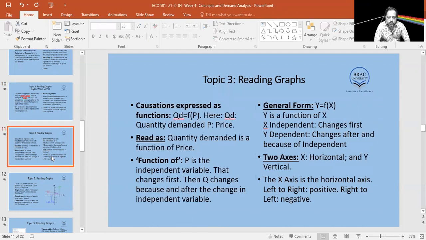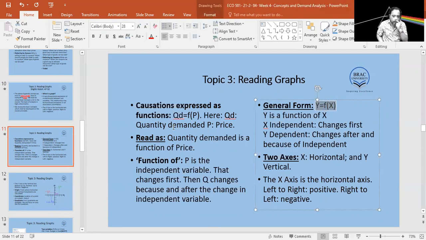Now, causations are expressed as functions. This is nothing but y is a function of x. This is a general form. The form that we would like to use in economics is that quantity demanded is a function of price. Let's break it down verbally. The demand that I make is a function of price. The demand that I make depends on price. So price becomes the independent variable.